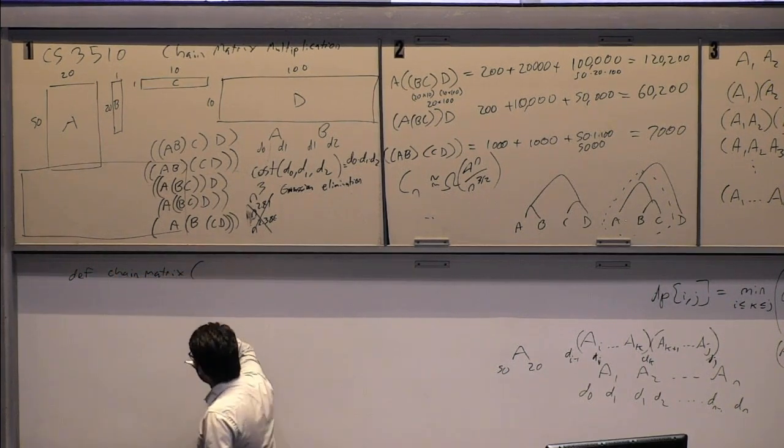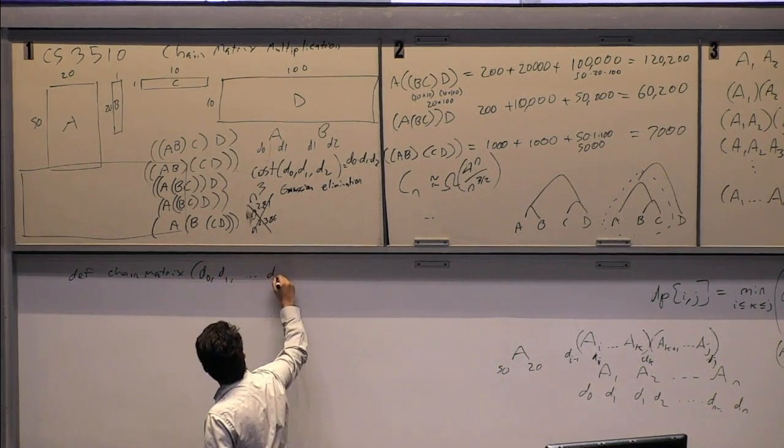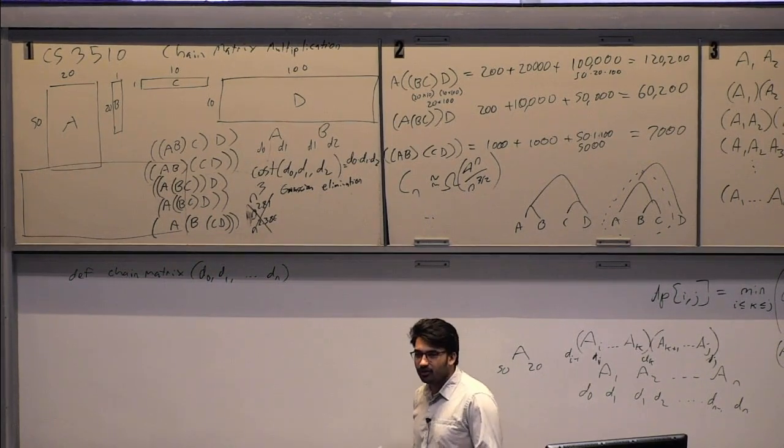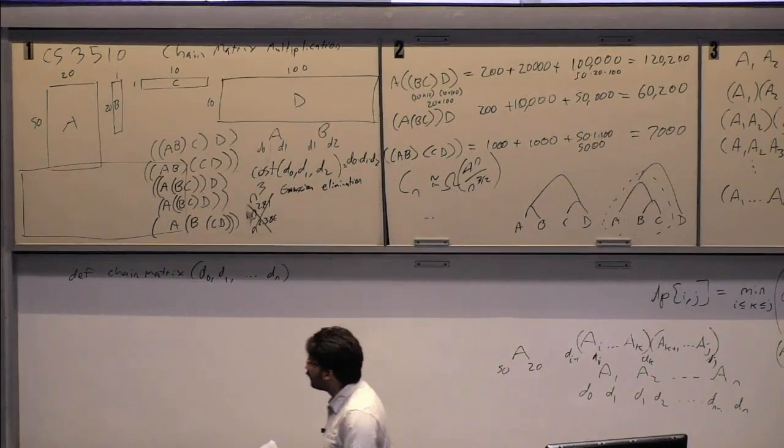As input, you will not take in the matrices, you will take in the dimensions of the matrices. So you have n plus 1 dimensions, d0 to dn, and d0, d1 represents the first matrix, d1, d2 represents the second matrix, and so on.